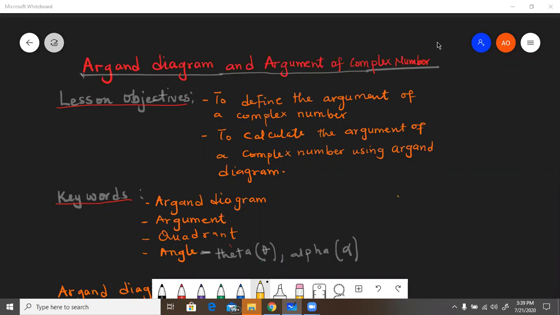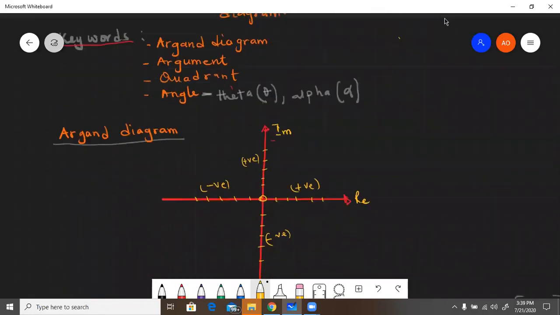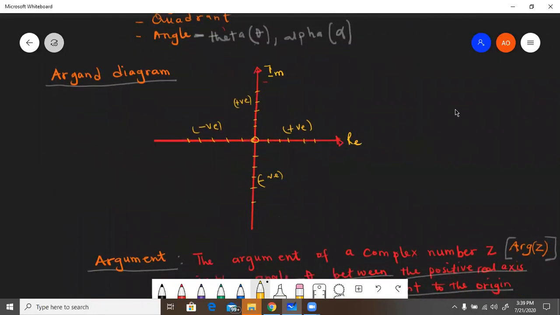So the keywords that we are going to be explaining in this lesson are Argand diagram, arguments, quadrants, and angle. So we take them one by one. The first one is Argand diagram.